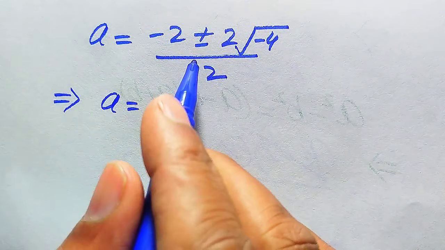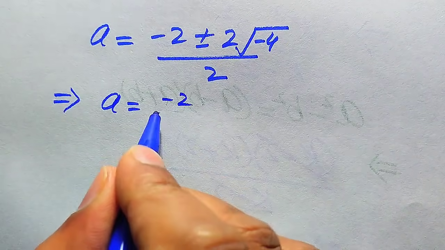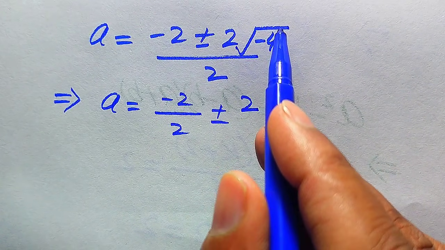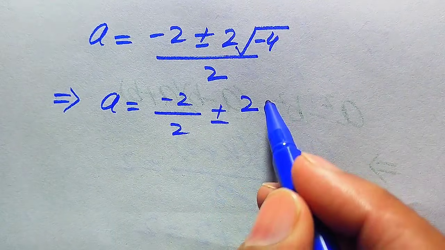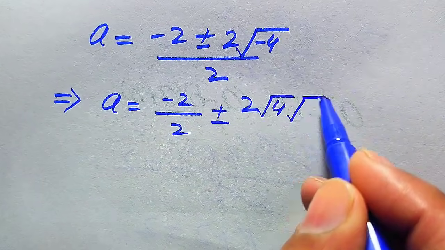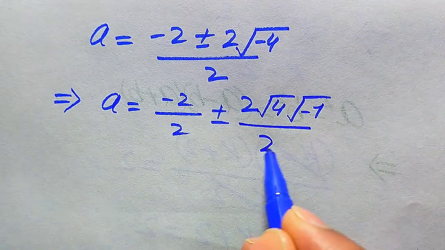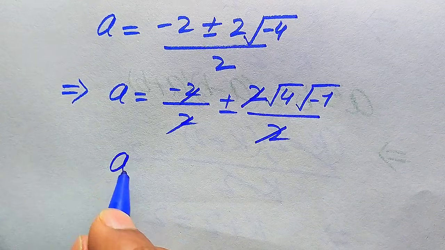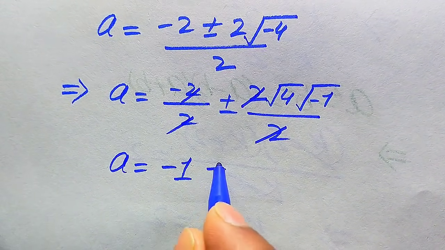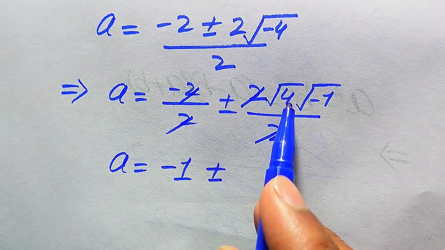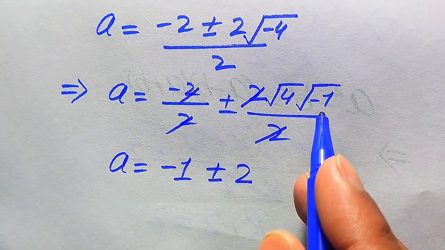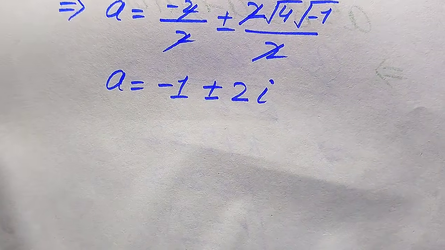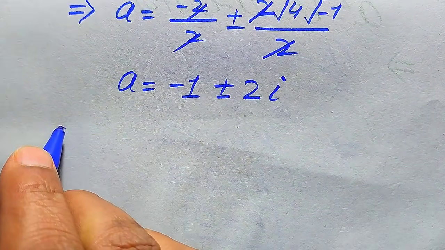So further, from here we have a equals, here we need to break this fraction, and it becomes minus 2 divided by 2 plus minus 2 times, here we again break this square root and apply square root to the negative term and 4 in this way. So this is square root of 4 into square root of minus 1, divided by 2. So you see here this 2 and this 2 are gone, this 2 and this 2 are gone, and we get a equals minus 1 plus minus, here we know that square root of 4 becomes 2, and we know that square root of minus 1 is equal to iota.